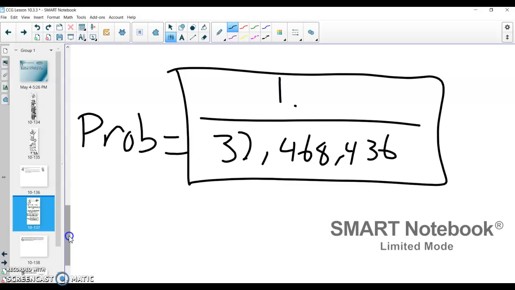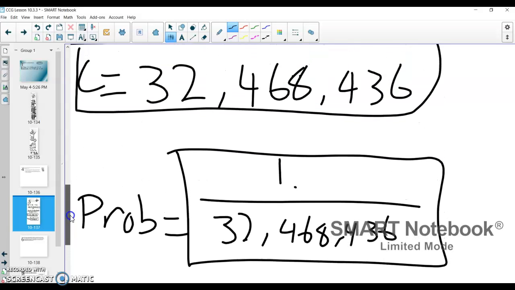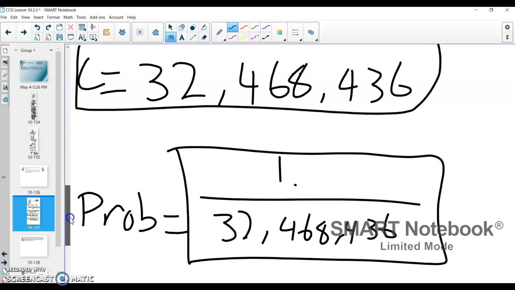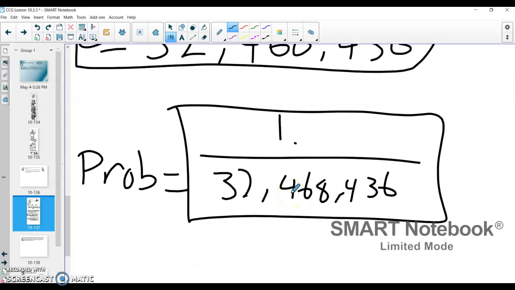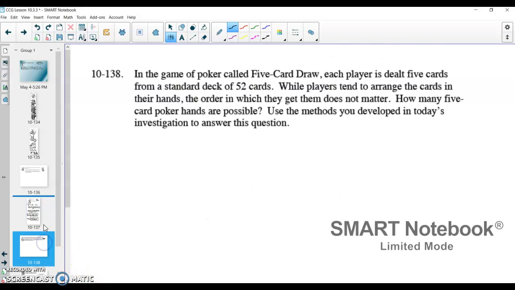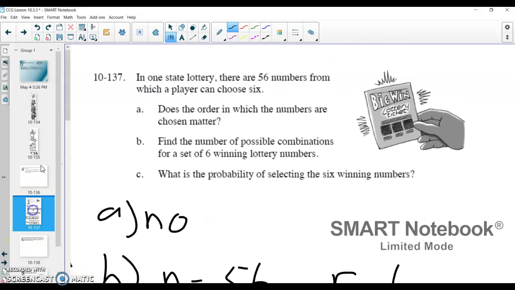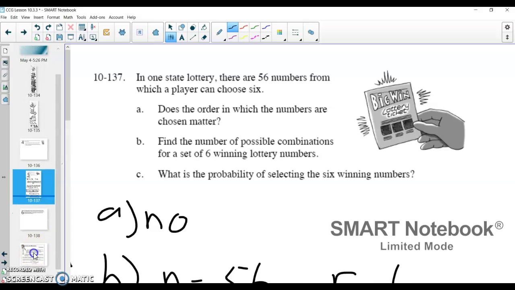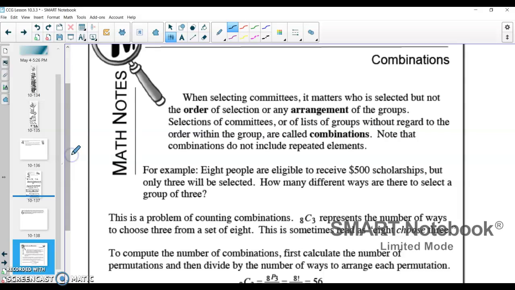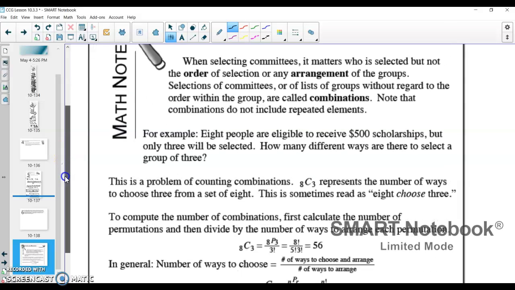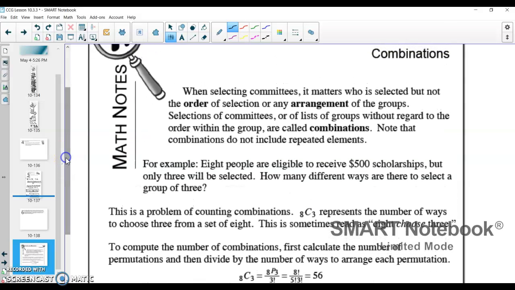We did a problem like that earlier where the numbers could repeat. This is a situation where the numbers can't repeat and the order doesn't matter, and so it became a combinations problem. That is the last problem. If you want to try 36 or 138, you can. Take a look at the math notes here today, and if you want to, take a look at the ebook and click on some of these definitions and see where they're coming from.